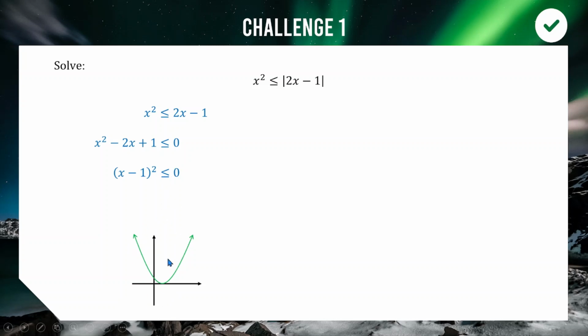The only place it's equal to 0 is at the x-axis intercept, which is right there at 1. So there is our only solution from this quadratic inequality. We don't get two numbers that we're between or outside. We get one number that we are on. That gives us a 0. Okay, that's case 1.